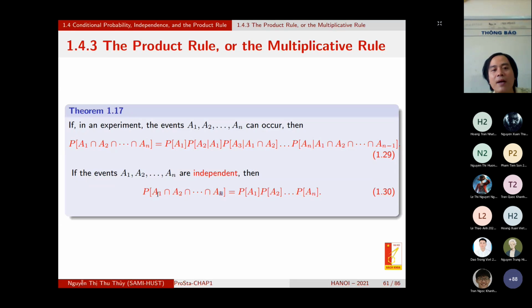The probability of A1 intersection A2 intersection up to AN is equal to P(A1) multiplied by P(A2) multiplied up to P(AN). That is the general case when the n events A1 to AN are independent.